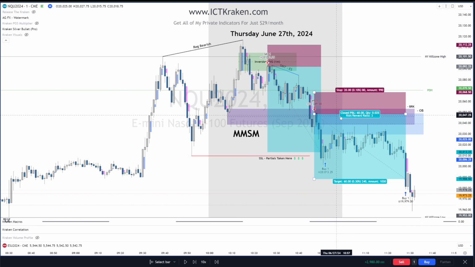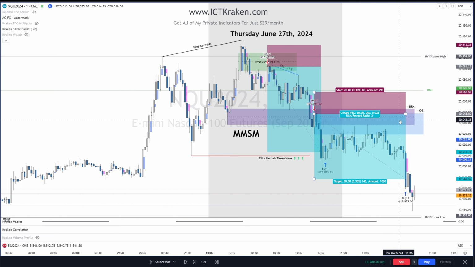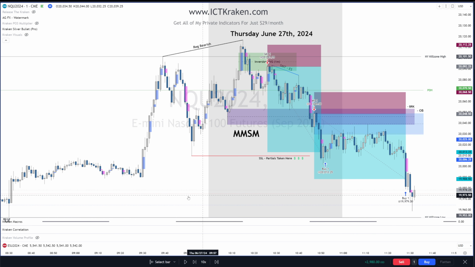And so we moved our stop to break even, a little bit below break even, just to make sure that we're not taken out here, protect our winner that we already had. And it hit our target, which was the low of the original consolidation. So that is your market maker sell model on Thursday, June 27th, using the Kraken suite of indicators.